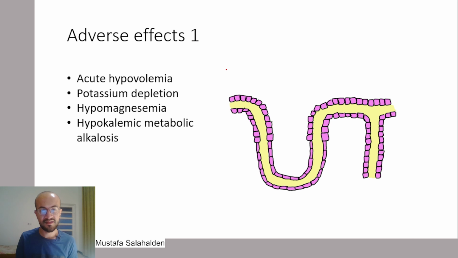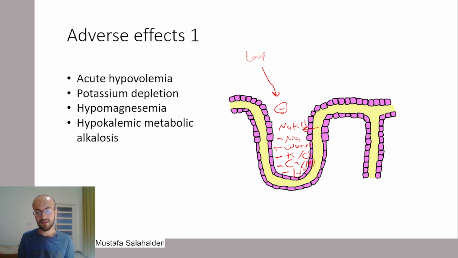First, because they inhibit the NaKCl transporter here, we would lose again sodium, water, potassium and chloride, and calcium, magnesium, and hydrogen. When they inhibit that, we would lose all of this stuff, seven ions.